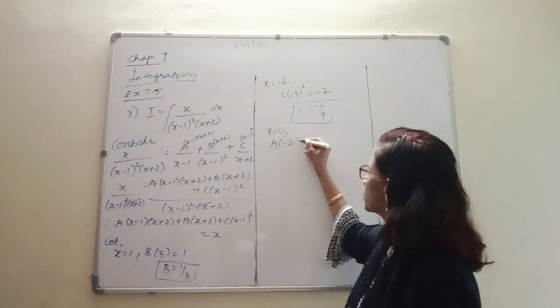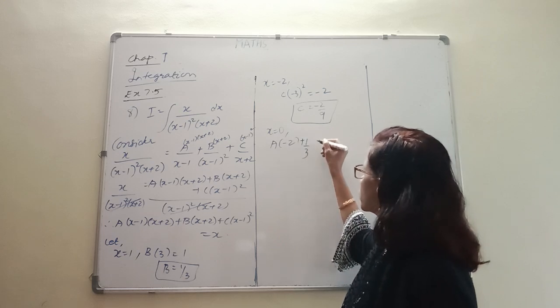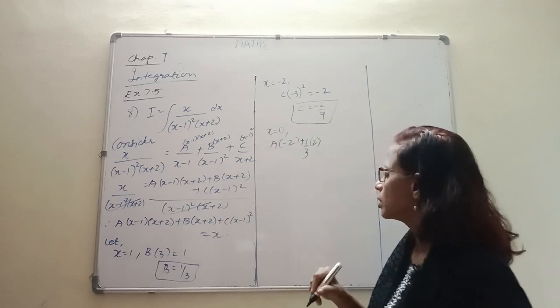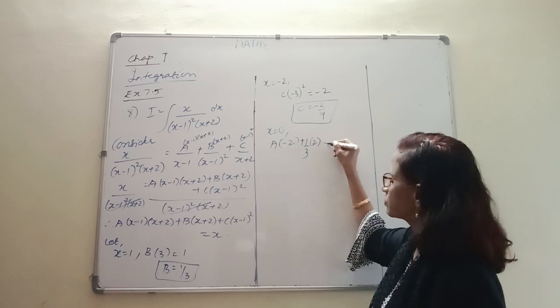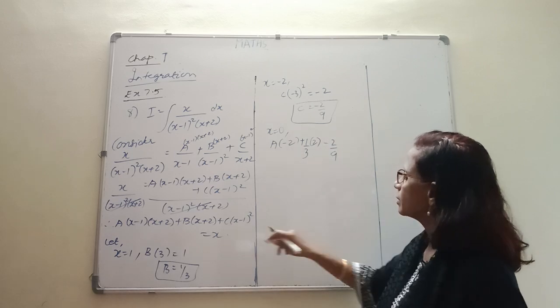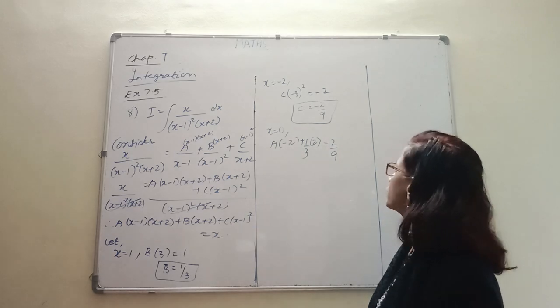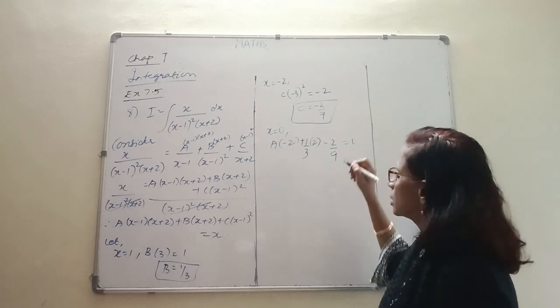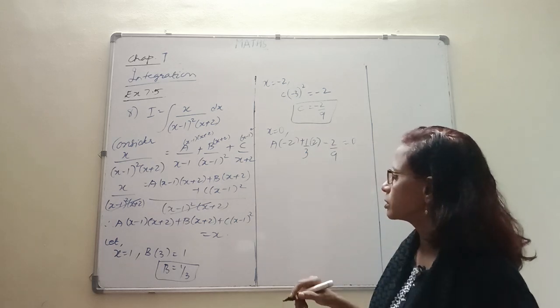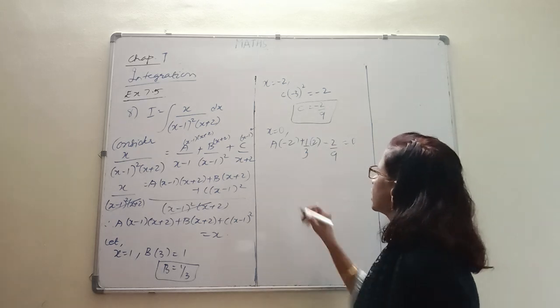B value we know it's 1 over 3. So that's going to be 1 over 3 times 2. And c value also you know it's negative 2 over 9. And 0 minus 1, so it's going to be 1. So that's going to be 0. Not 0. Yeah, it's going to be 0 because it's x. Yeah. So let's have this simplified.